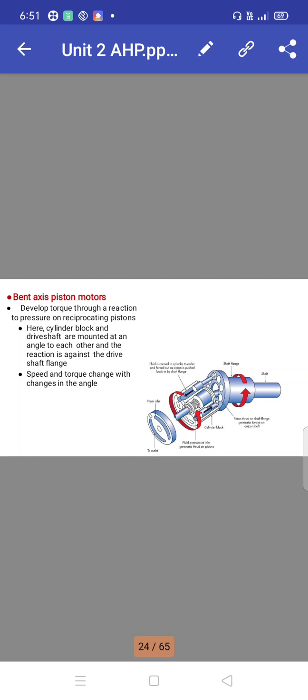Then bent axis piston motors. They develop torque through the reaction to pressure on a reciprocating piston. Here the cylinder block and drive shaft are mounted at an angle to each other, and the reaction is against the drive shaft flange. Speed and torque change with changes in the angle.